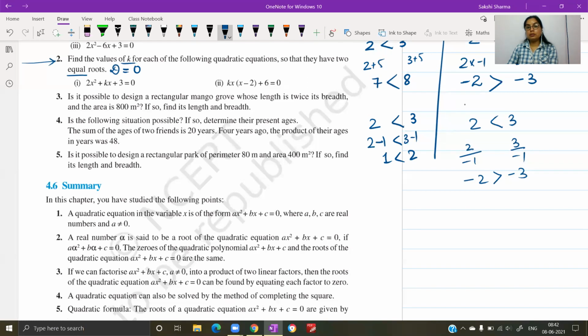Third question, is it possible to design a rectangular mango grove whose length is twice its breadth and the area is 800 meters squared? If so, find its length and breadth.